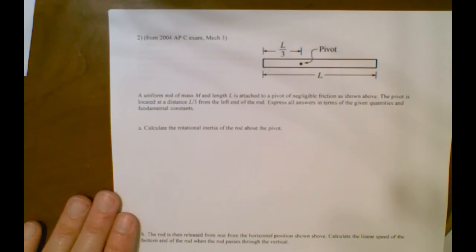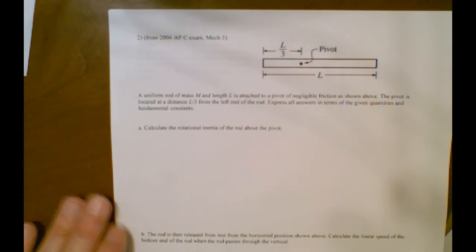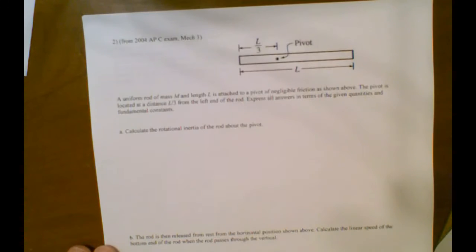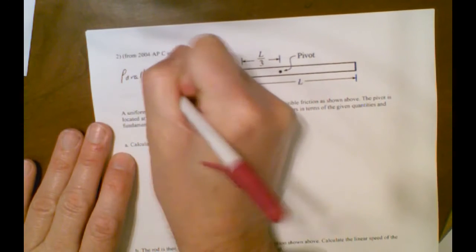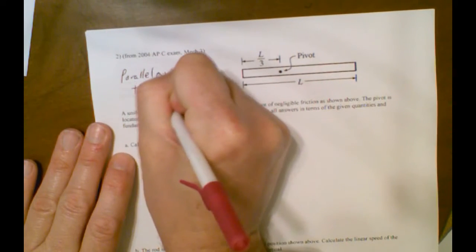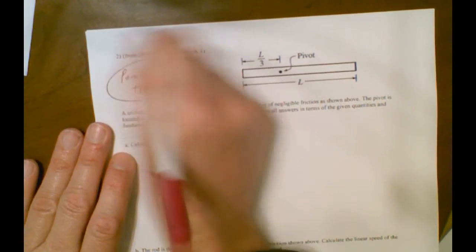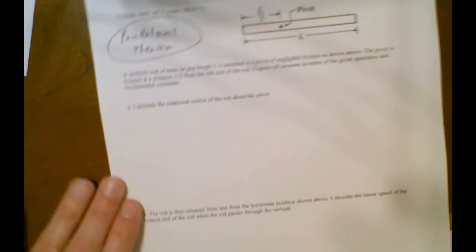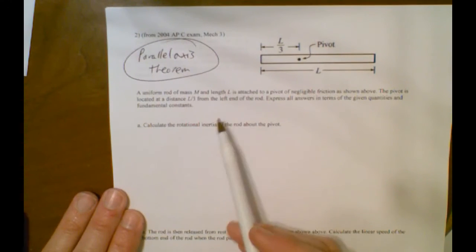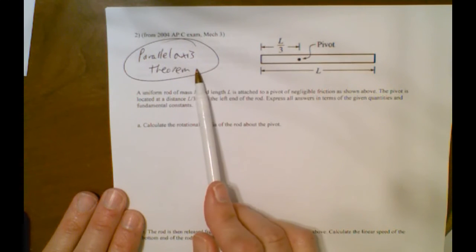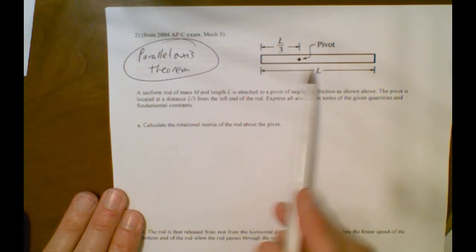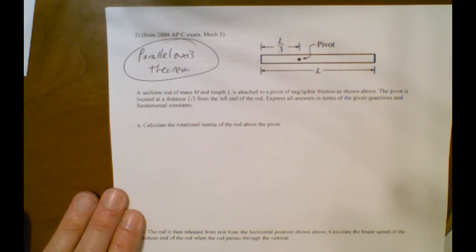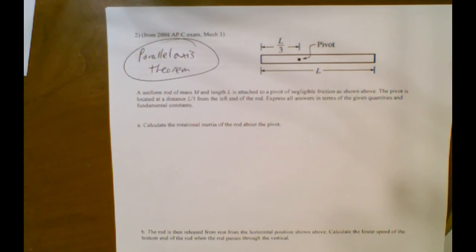This is from the 2004 AP C exam, Mechanics 3. I'm doing only parts A and B of that to get to the idea of the parallel axis theorem. I always forget whether theorem is spelled with an EM or an OM, so you can make fun of me with that, which is fine. But basically, anytime you have something rotating where its axis of rotation is not at the center of mass, we're going to have extra inertia. In other words, it's going to be tougher to change its rate of rotation.